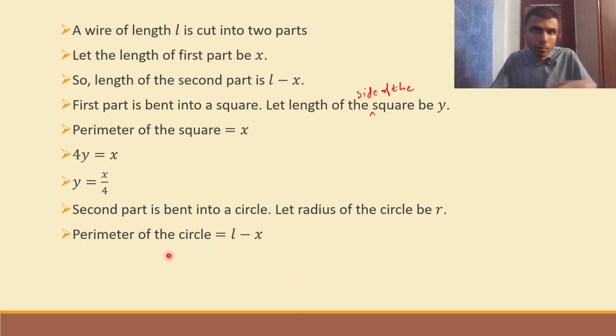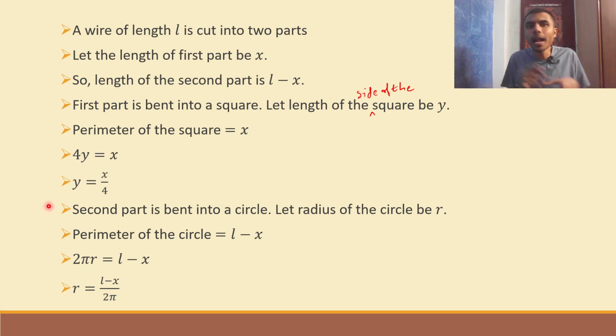The radius is r, so the perimeter or circumference will be 2 pi r. So 2 pi r is L minus x, so r will be L minus x by 2 pi. So you're seeing I introduced two variables, r and x, and I'm trying to convert the variables into something we already know. x is something which I introduced, and we need it to handle minimum area, maximum area. So x by 4 can be there, x can be there, and L is something which is given. I hope you understood till here.